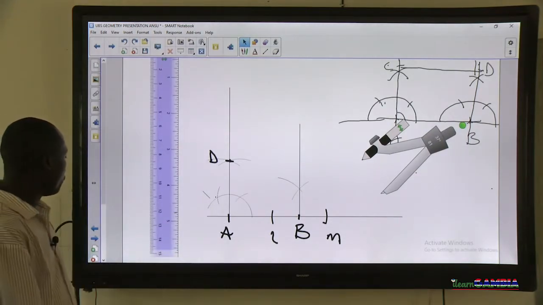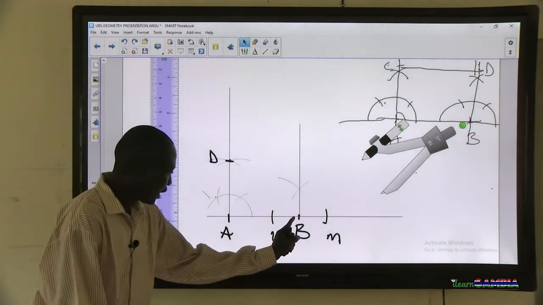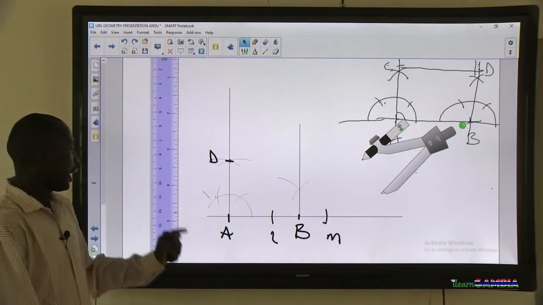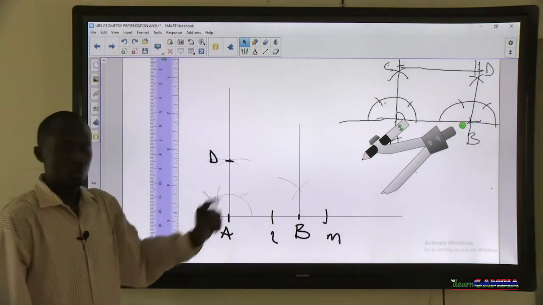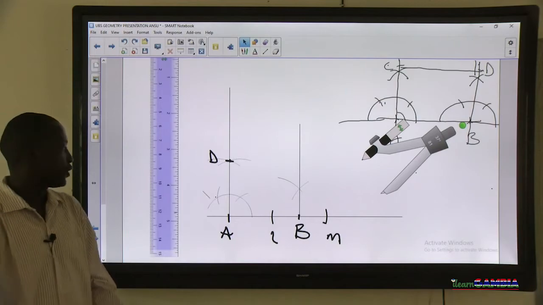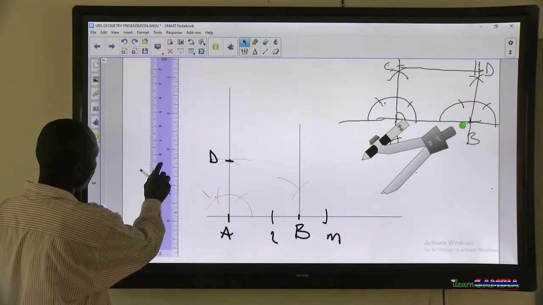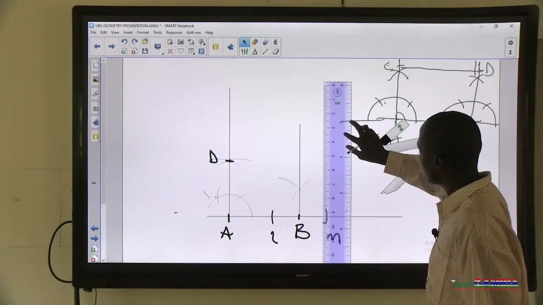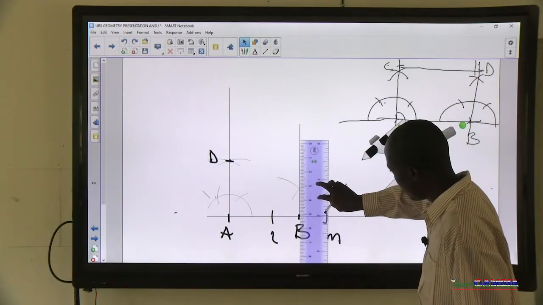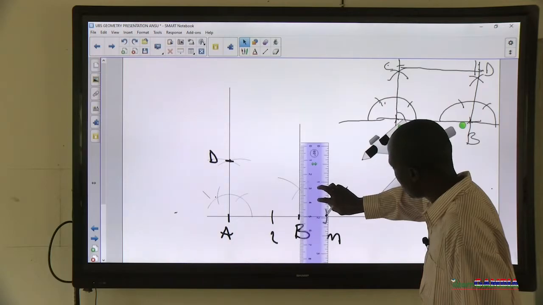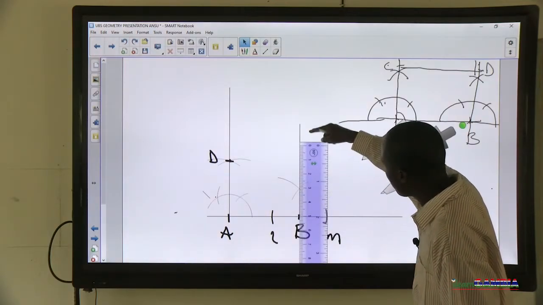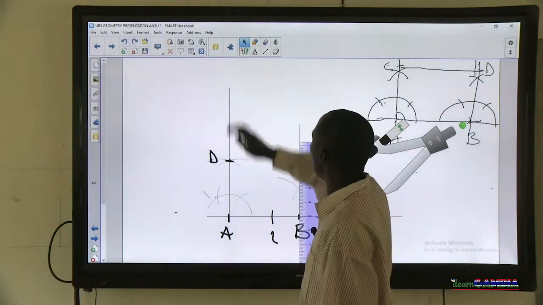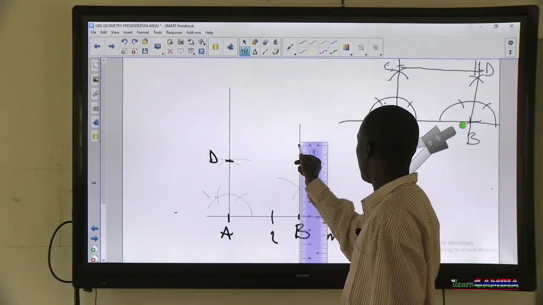Now we have constructed 90 degrees there. Then B to C will also be 5 centimeters. So we take our ruler and mark 5 centimeters on that line. You can see it is 5 centimeters, so we mark a point there.